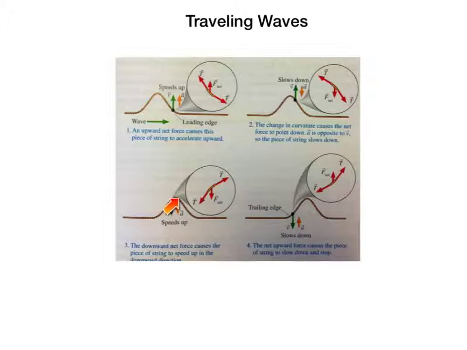Then, at the top, there's a downward net force causing the piece of string to speed up in the downward direction. And that net upward force at the bottom causes the piece of string to slow down and stop. So we can see the forces on the string change as that wave pulse moves past that little piece of string. So no new physical principles are required to understand how the wave moves. The motion of the pulse along that string is a direct consequence of the tension acting on the segments of that string. So there may have been an external force required to create that wave pulse, but once that wave pulse starts, it continues to move because of the internal dynamics of the medium.